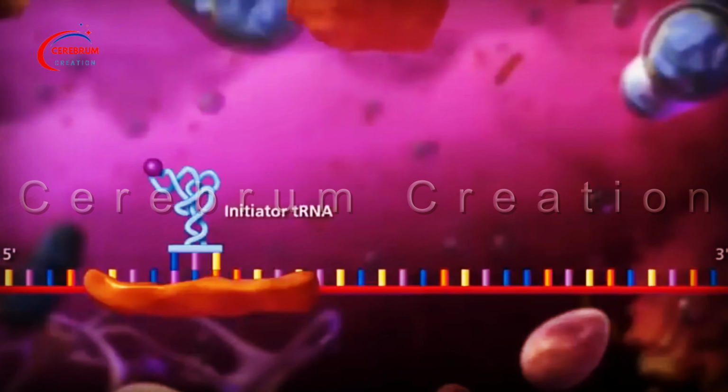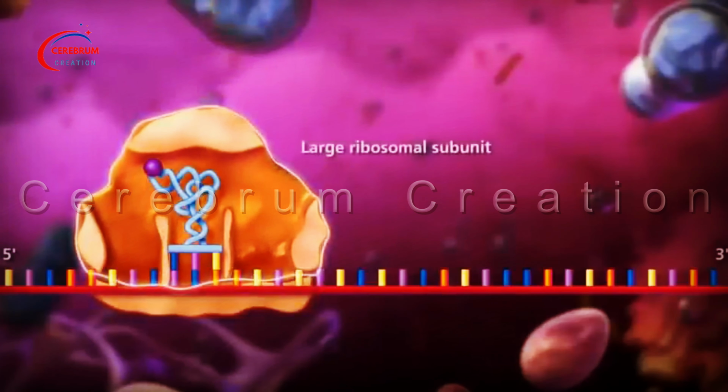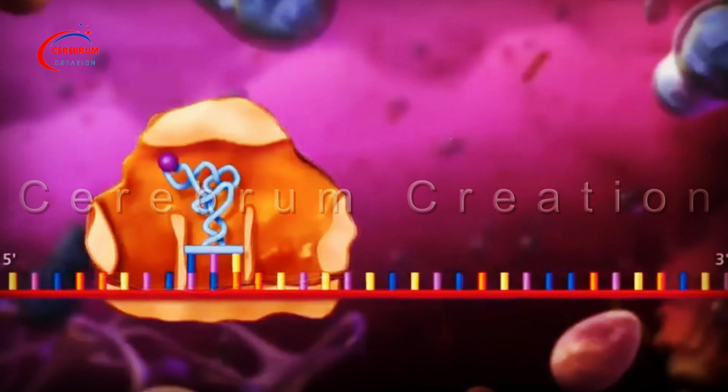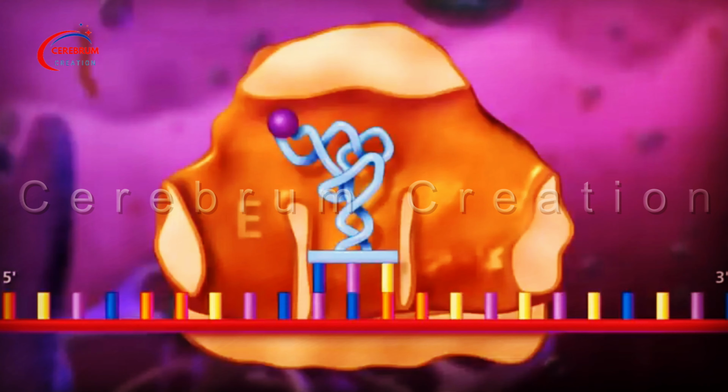After the initiator transfer RNA molecule binds to the start codon, the large ribosomal subunit binds to form the translation complex, and initiation is complete. In the large ribosomal subunit, there are 3 distinct regions, called the E, A and P sites.